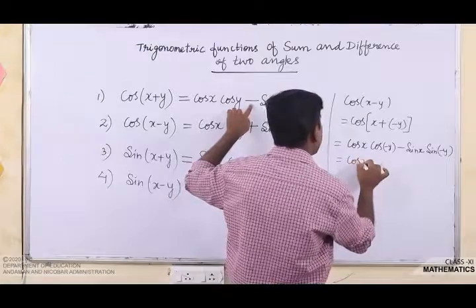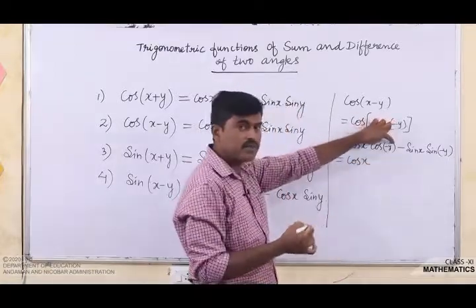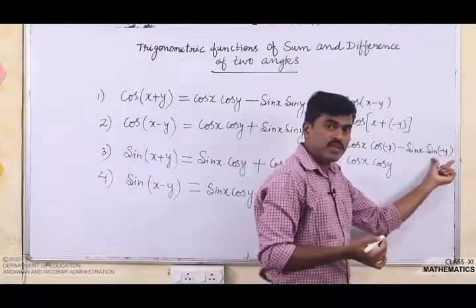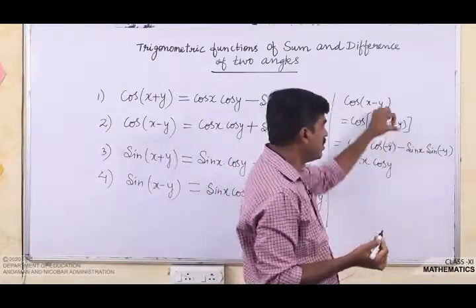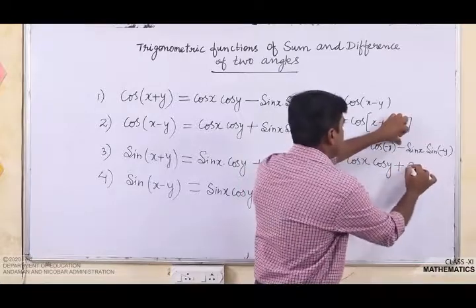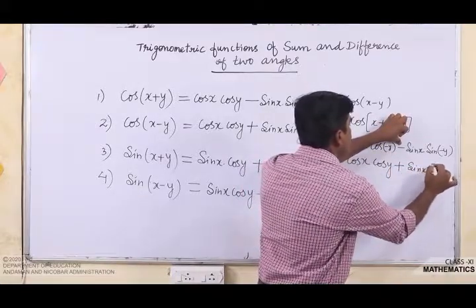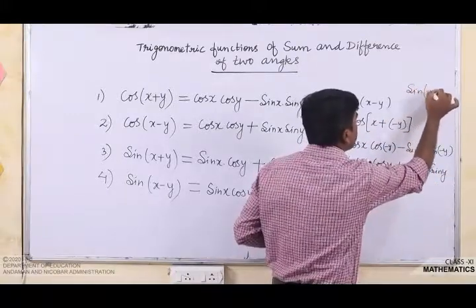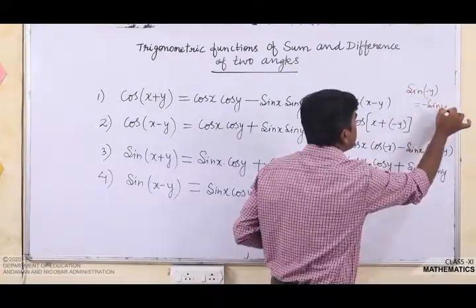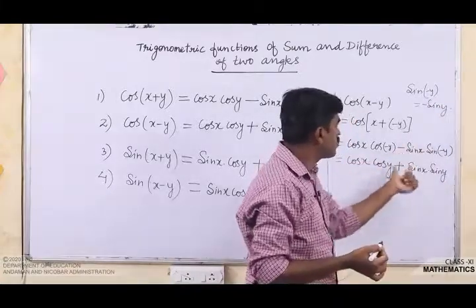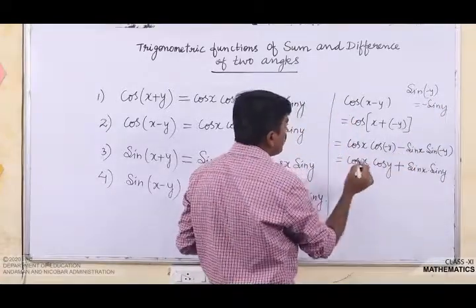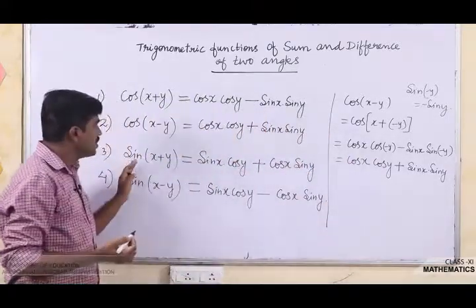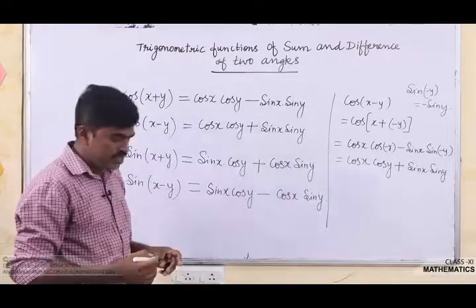Now, we know that cos of minus y is equal to cos y, whereas sin of minus y is equal to minus sin y. So, it will be plus sin x into sin y, because minus into minus will be plus. So, this is the formula for cos of x minus y. Likewise, we will see sin of x plus y and sin of x minus y also.